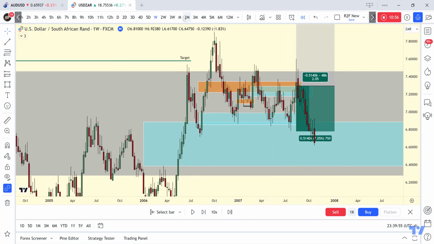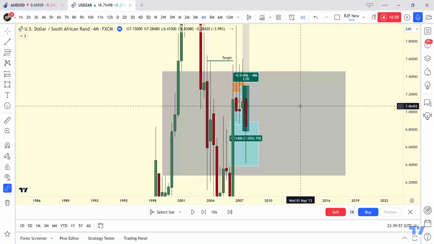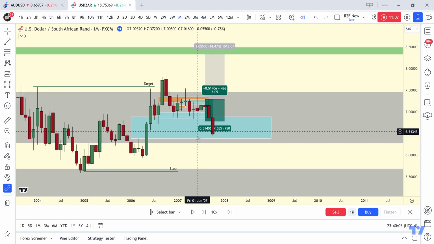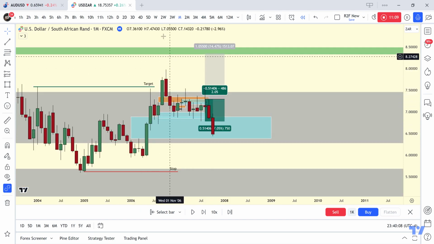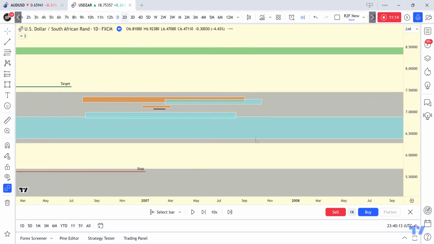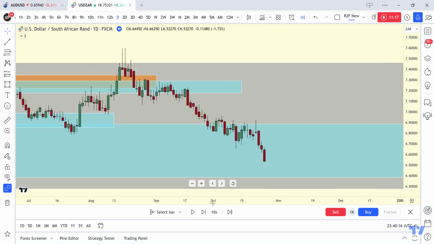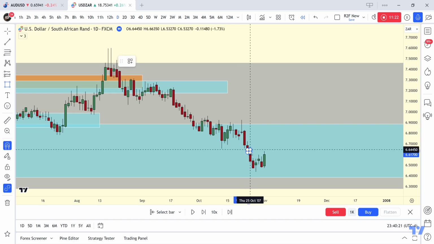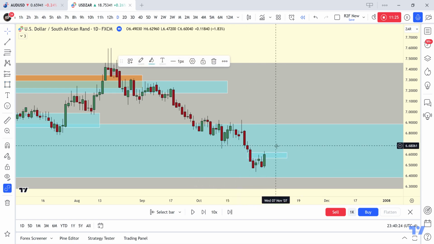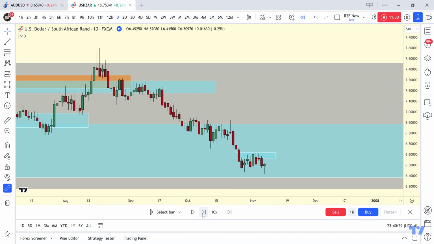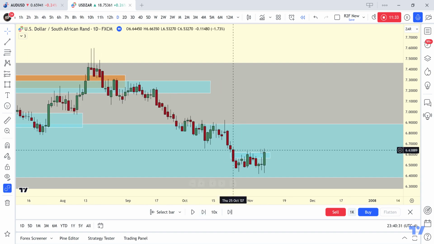All right, still in this dirty consolidation. 4-month gap. Monthly gap down here. More at a discount. I think we can go to the daily and look for a change in the state of delivery. Okay. Daily gap. And a daily gap in here. I'll give it one more go. Okay. Took out that low. Back in here.